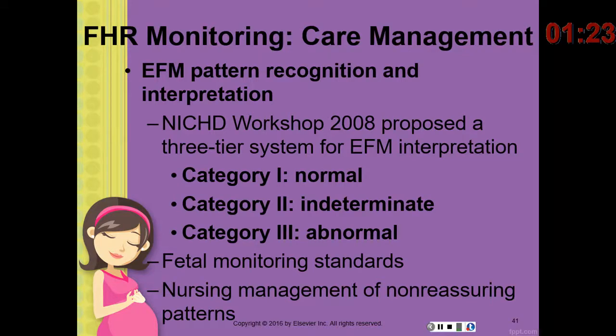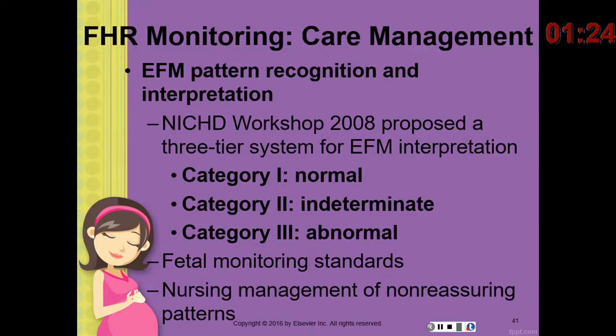Now, we have a 3-tiered system to easily communicate to other healthcare workers about a strip. So it's pretty darn easy. Category 1 is normal. Category 2 is not normal, but it's not abnormal. It's kind of in the middle. We're going to watch it closely, kind of like green light, yellow light, red light. Category 3 is abnormal. We have fetal monitoring standards put forth from us, and you guys are getting 45 minutes of fetal heart monitoring.